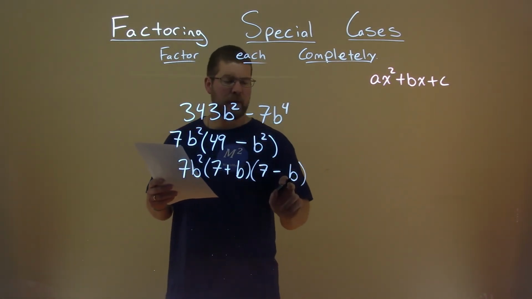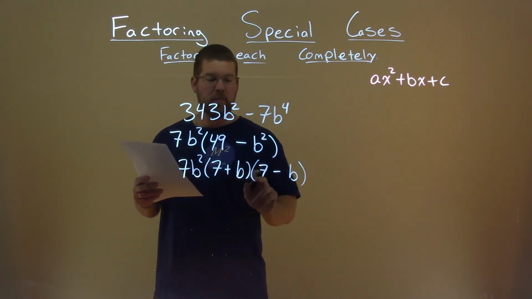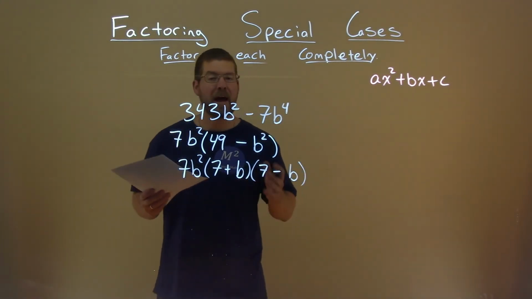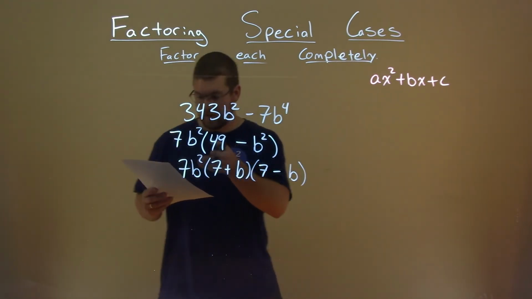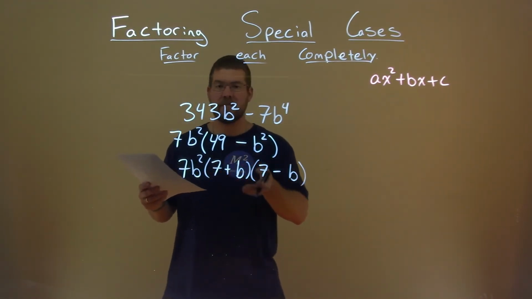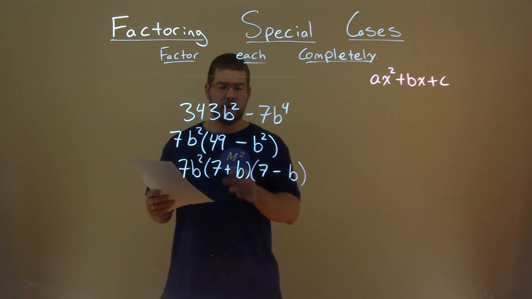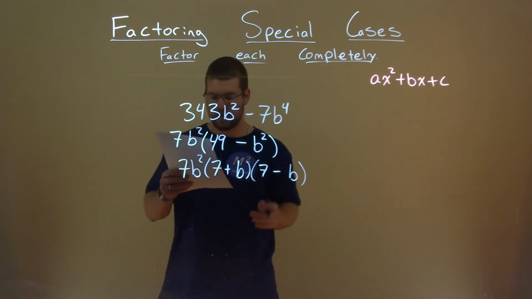7 times negative b is a negative 7b. b times 7 is a positive 7b. Add them together, you get 0. So now we actually have our final answer full of 7's and b's. 7b squared times 7 plus b times 7 minus b.